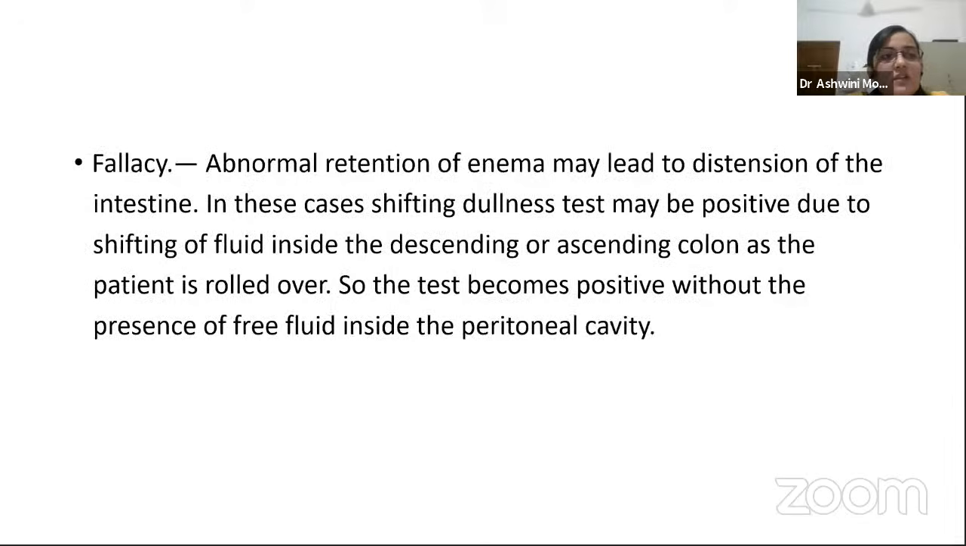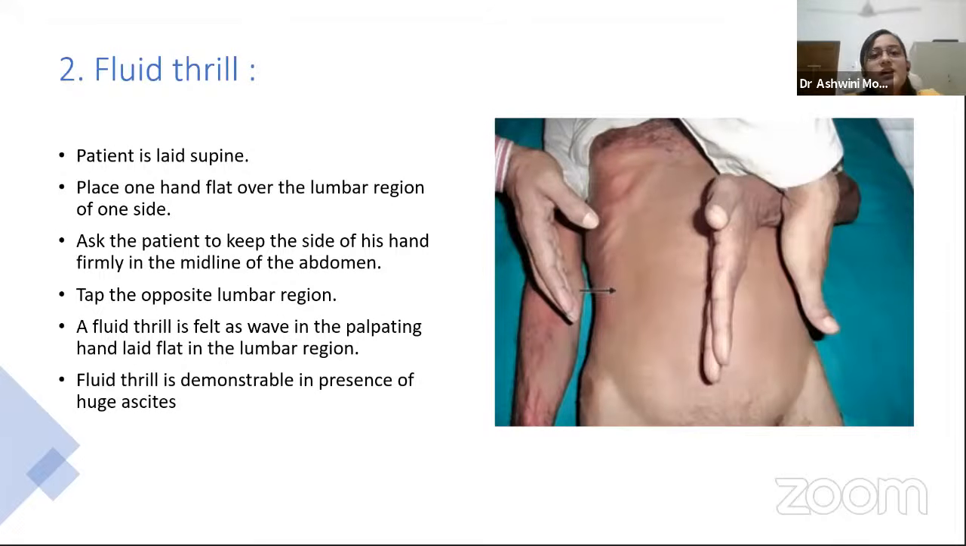Right. The fallacy in this test is that abnormal retention of enema may lead to distension of the intestine, and in this case, the shifting dullness test may be positive due to the shifting of fluid inside the descending and ascending colon as the patient is rolled over, so the test becomes positive without presence of free fluid inside the peritoneal cavity. So another test of ascites is fluid thrill.